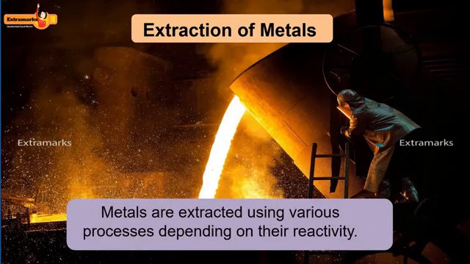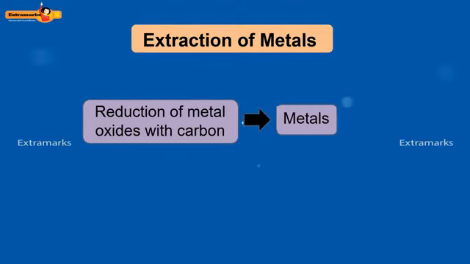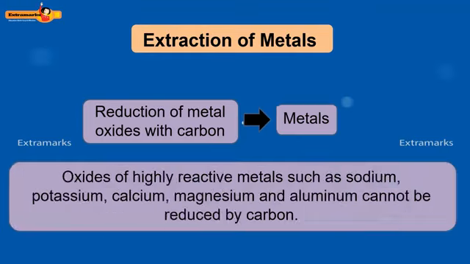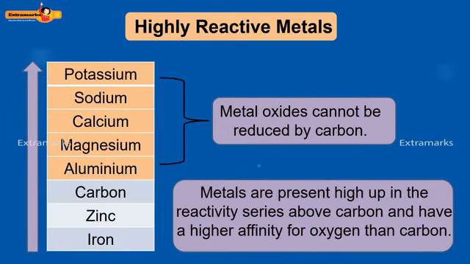Metals are extracted using various processes depending on their reactivity. Let's talk about the extraction of highly reactive metals. The reduction of metal oxides with carbon is the general method of obtaining metals. However, in the case of highly reactive metals such as sodium, potassium, calcium, magnesium, and aluminium, their oxides cannot be reduced by carbon. These metals are present high up in the reactivity series above carbon and have a higher affinity for oxygen than carbon. So, how do we extract them?